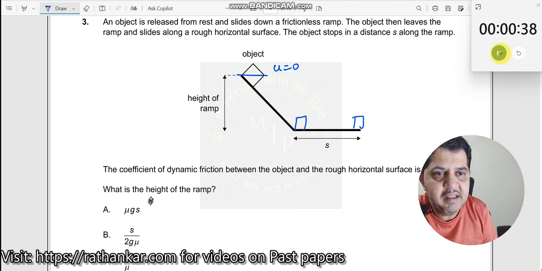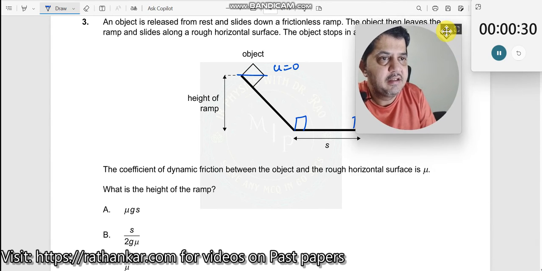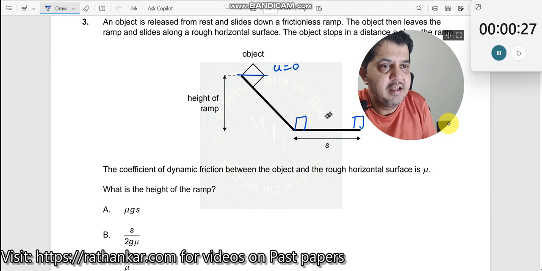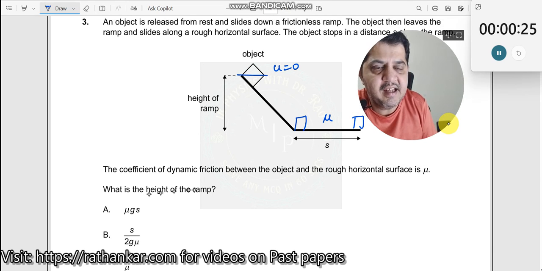The coefficient of dynamic friction between the object and the rough surface is mu. Let me move my photo here. It is mu over here. What is the height of the ramp? So now, what do we need to do?